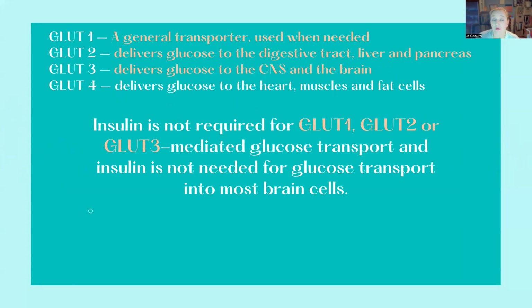So ignore that slide. GLUT1 is a general transporter used when needed. GLUT2 and GLUT3 are not required for those three. Insulin is not needed for glucose transport into most brain cells. The digestive tract, liver, and pancreas don't need insulin, and neither do the central nervous system and brain. Those three glucose transporters do not need insulin.